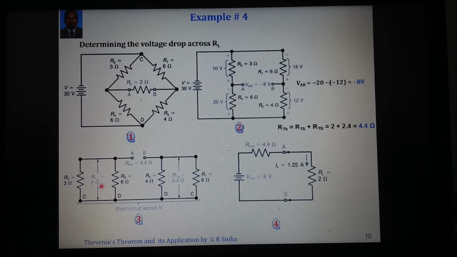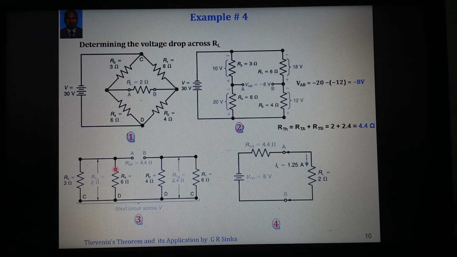And now we are interested to determine the Thevenin resistance. What is the value of Thevenin resistance here? Since this voltage is minus 30 volt, one more thing is important. Therefore, this VAB will also be minus 8 volt. We are assuming that this 10 volt is actually minus 10 volt and this is minus 20 volt, because this supply itself is minus 30 volt, which is connected. So the Thevenin voltage VAB is minus 8 volt.